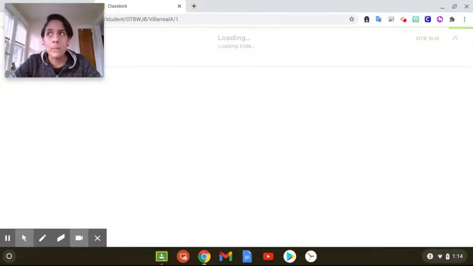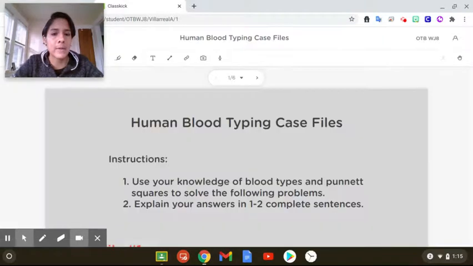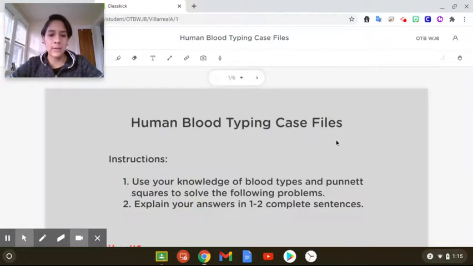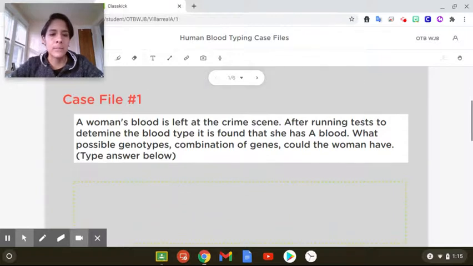Okay. I'm going to read each of the problems to you and give you a little bit of an idea of how to set it up. And then sometimes I will do part of it or I might just leave it blank for you to complete. So here it says human blood typing case files. Instructions: Use your knowledge of blood types and Punnett squares to solve the following problems. Explain your answers in 1 to 2 complete sentences.